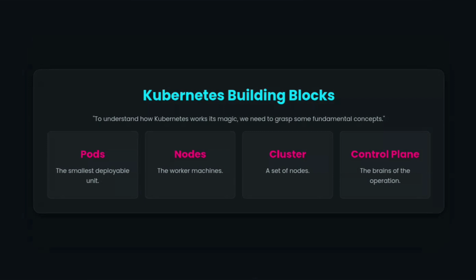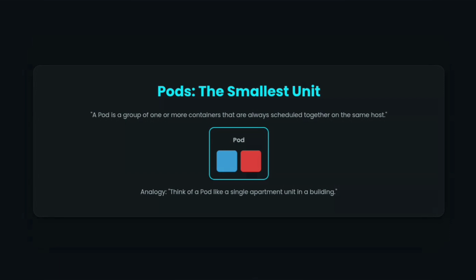First up, we have the pod. This is the smallest deployable unit in Kubernetes. It's not a container itself, but rather a group of one or more containers that are always scheduled together on the same host. They share resources like storage and network, making it easy for tightly coupled applications to work together. Think of a pod like a single apartment unit in a building. It can house one or more roommates, containers, who share common utilities.